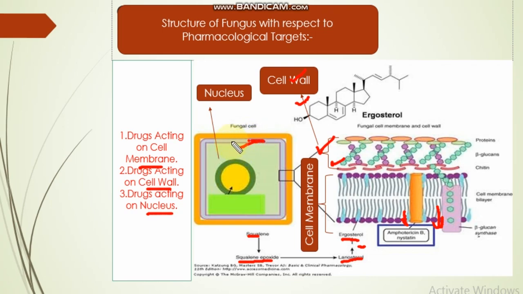So amphotericin B, or polyene antibiotics, form a hole in the cell membrane of the fungus, and the intracellular contents which are present here leak out from the cell of the fungus, finally leading to the death of the fungi. So this is the mechanism of action of the drugs acting on the cell membrane.